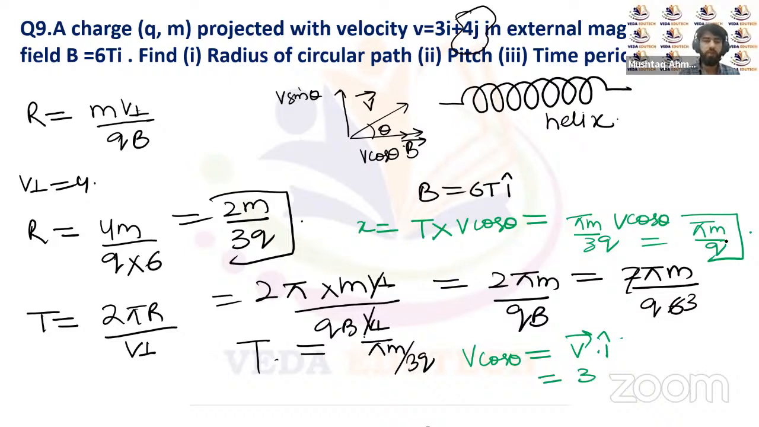It will follow a path of helix, right? The radius of the circular path will depend upon the perpendicular component of the velocity with respect to the magnetic field, right? The pitch, once again, is the horizontal shift for this charged particle in one complete time period, right? And the time period, we know that it will be independent of the magnitude of the velocity vector, right?